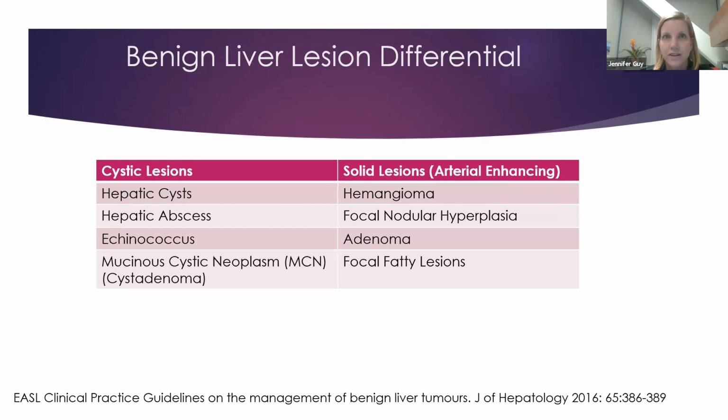These are arterial enhancing lesions on cross-sectional imaging: hemangioma, focal nodular hyperplasia, adenoma, and we're also going to talk about focal fatty lesions. A lot of the data today is from the EASL guideline, and so I put it here as a reference if people want to read it. It's a good review.